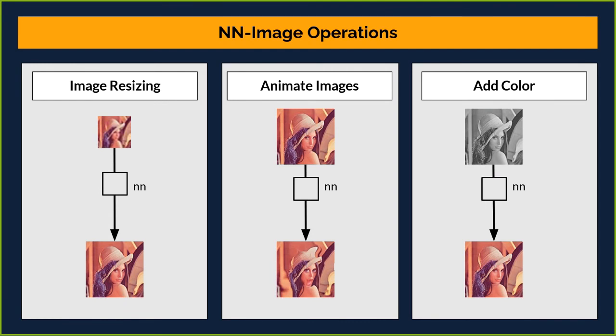We can also add color to an image. We can be given a black and white image, and we can spit out a 3-color channel image that recovers the colors that were originally lost.